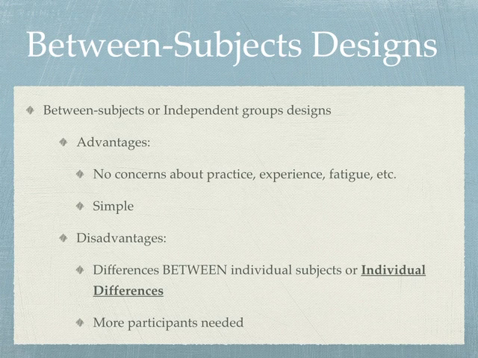The other disadvantage, again, is that more participants are needed. If I have two conditions and I need 20 participants in each condition, then I need 40 participants. If I have 5 conditions and I need 20 participants in each condition, then we're at 100. You can see how this adds up really, really quickly and can create a large, large number.